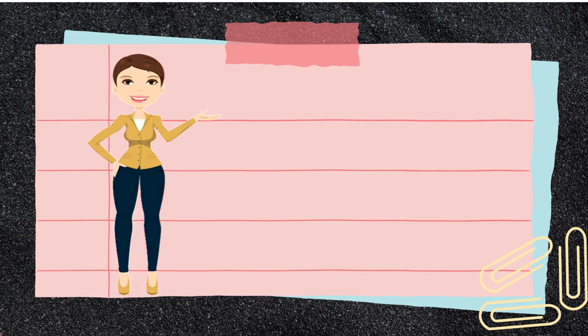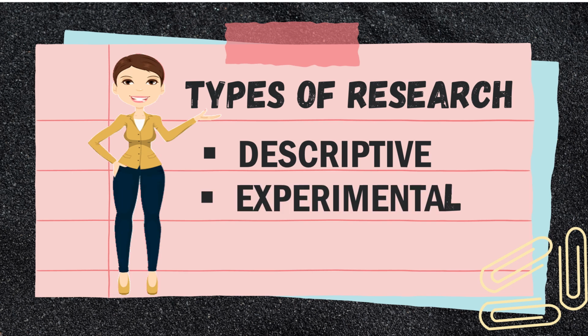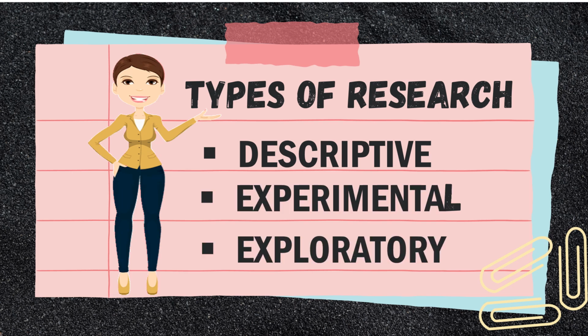Today, we will explore an exciting topic, the different types of research. In our lesson, we'll cover 3 main research types: descriptive, experimental, and exploratory research. Each type has its unique purpose and helps us learn more about the world differently. Let's get started and discover how each type of research works.